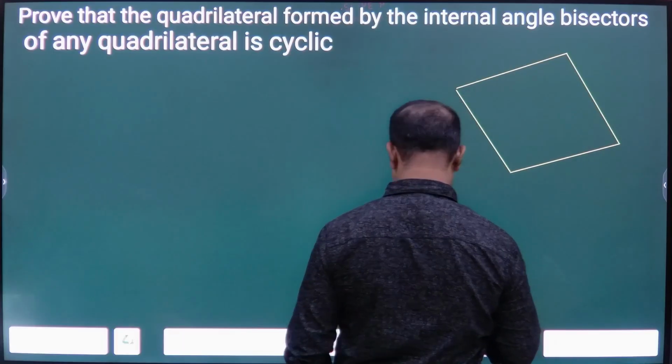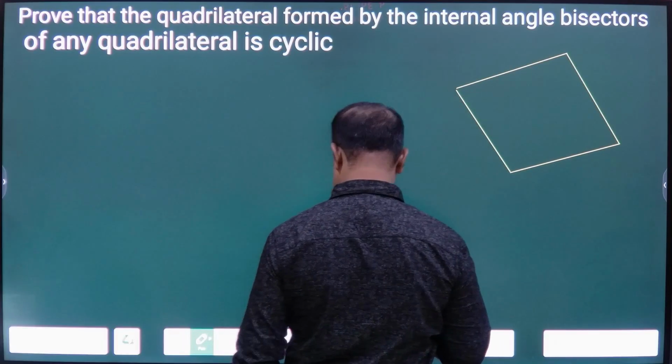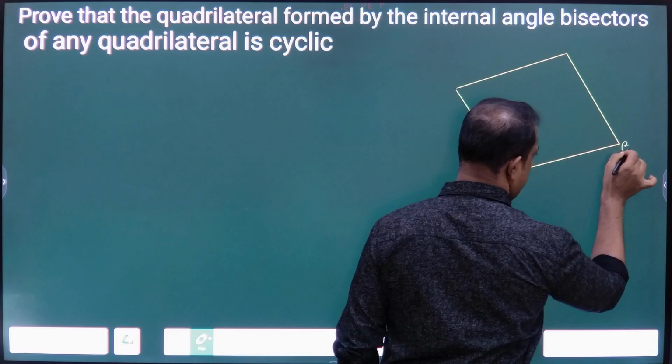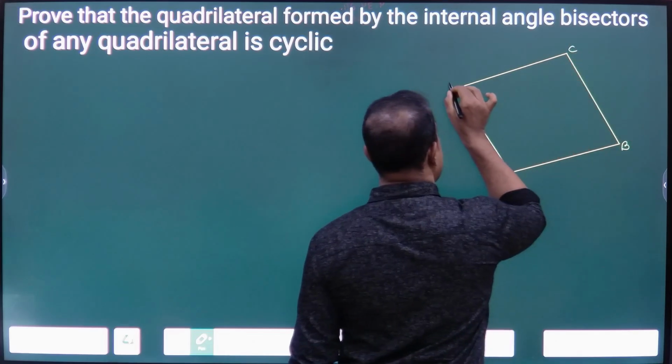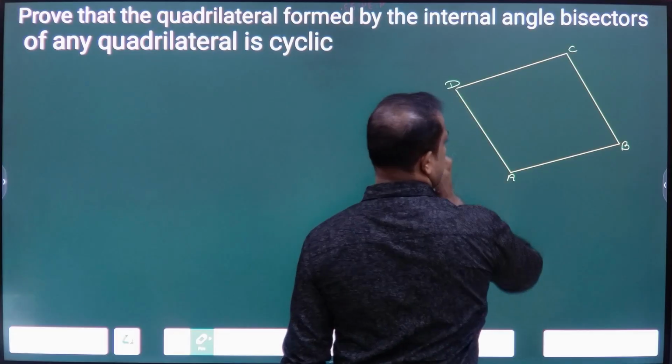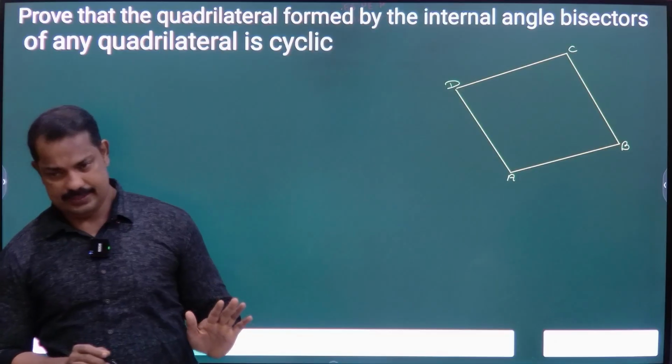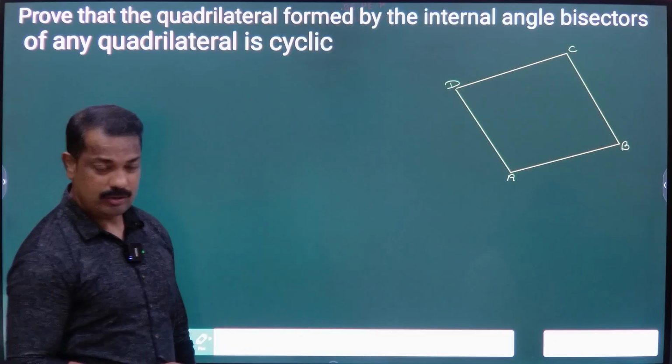A quadrilateral ABCD. Any quadrilateral. So ABCD is a quadrilateral.